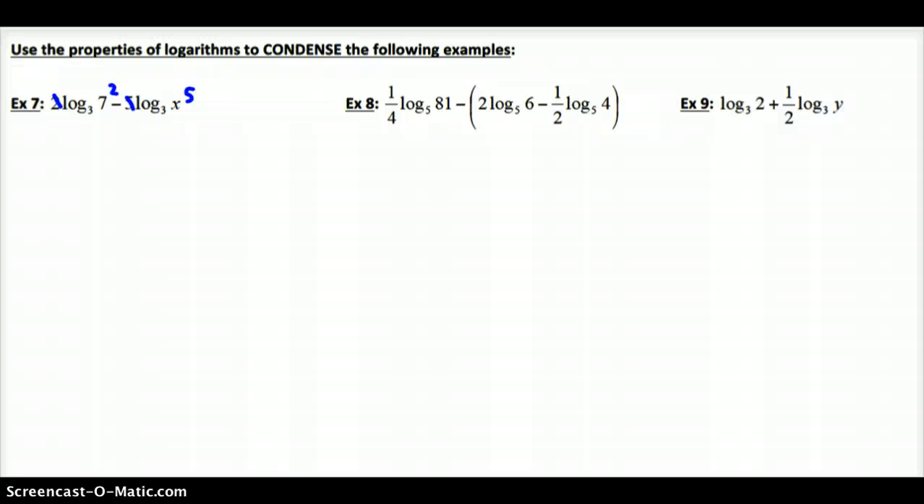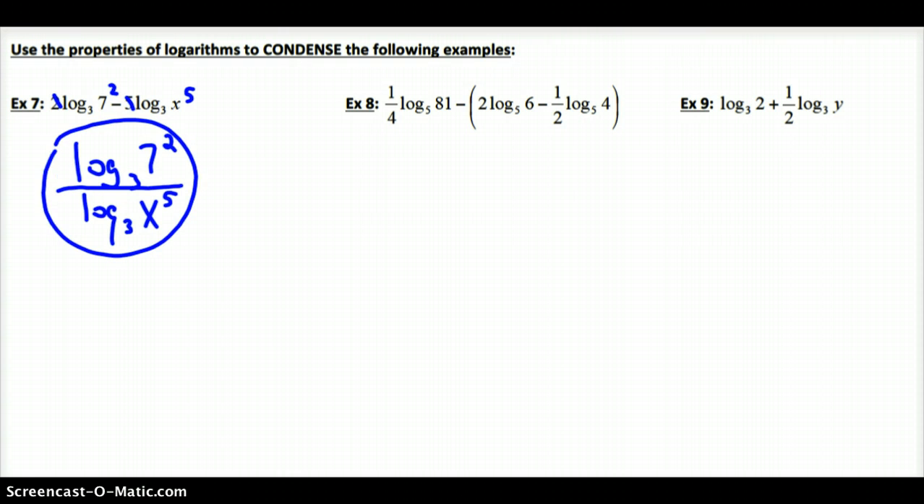And now I've got subtract, so I can go ahead and say I've got log base 3 of 7 squared divided by the log base 3 of x to the 5th. And we're done.